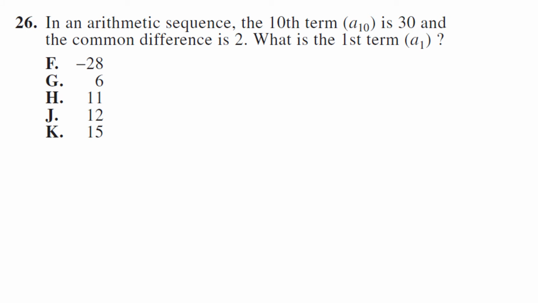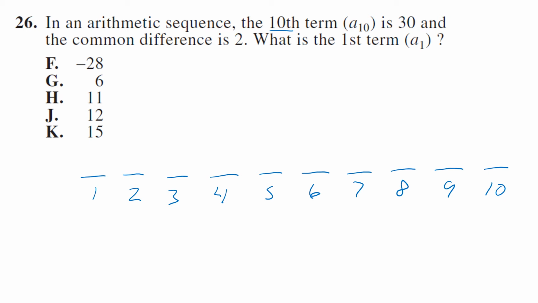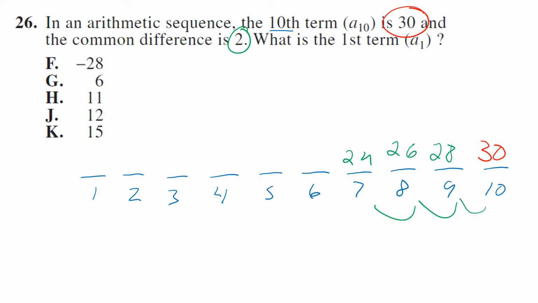So an arithmetic sequence just means that you're adding. We know there's 10 terms, so let's write in 10 terms. And we know the 10th term is 30. So we're going to put 30 in right here. We know the common difference is 2. That just means it's a difference between each term of 2. So if we're going backwards, we're subtracting 2 every time. So 28, 26, 24, 22, 20, 18, 16, 14, 12. And we get the same answer.